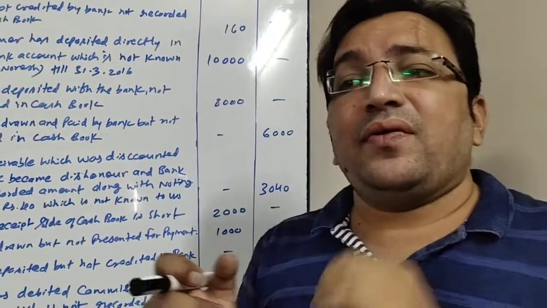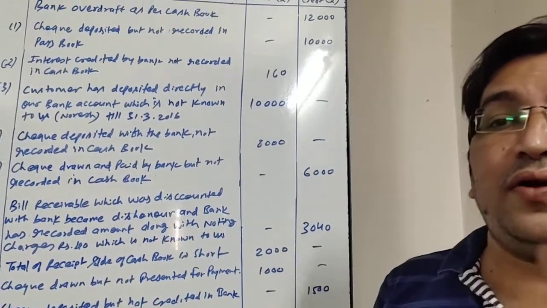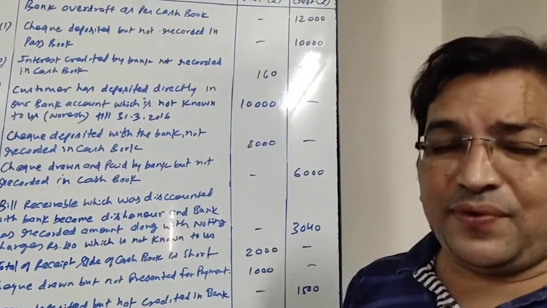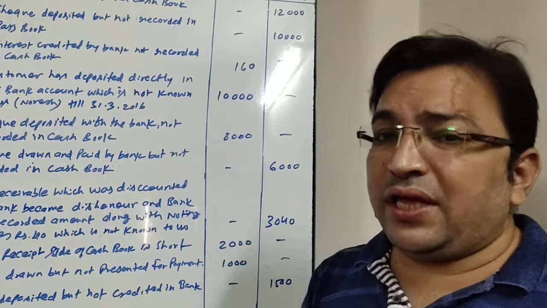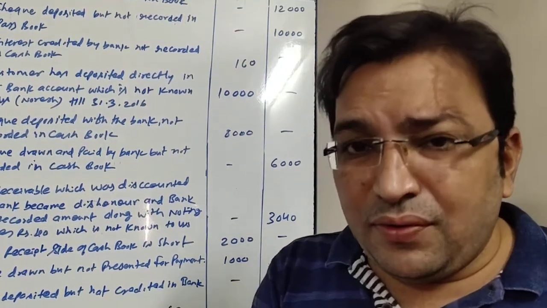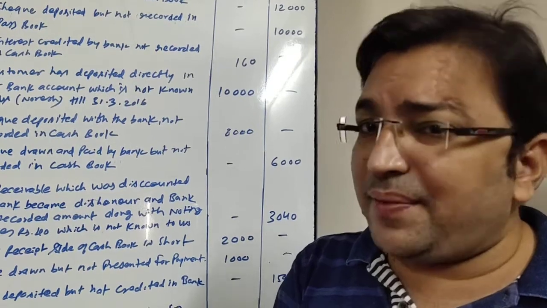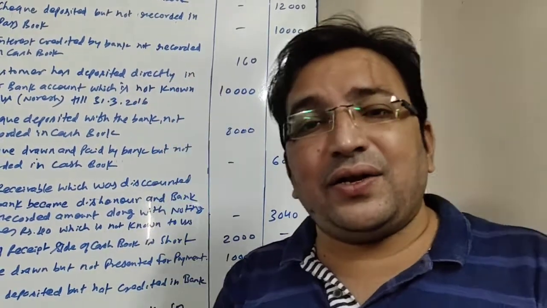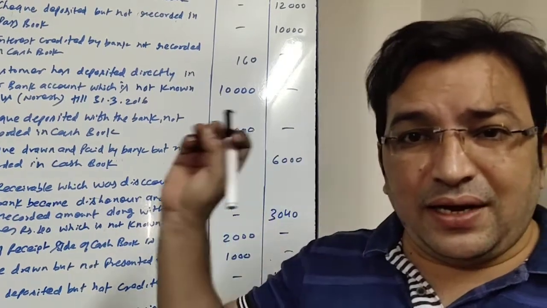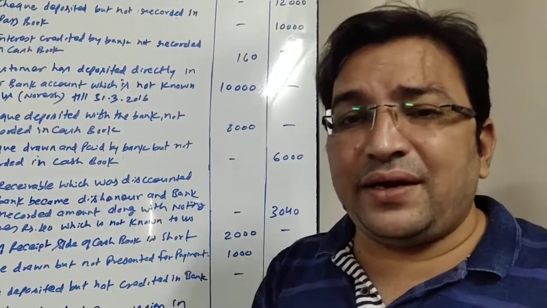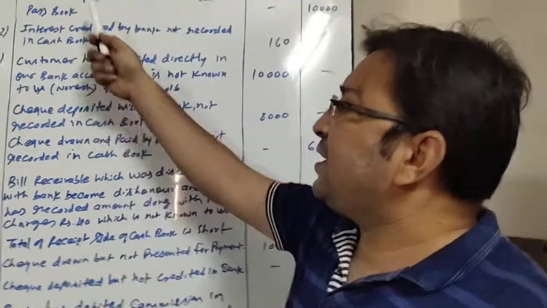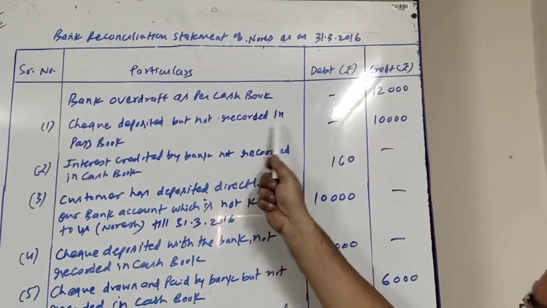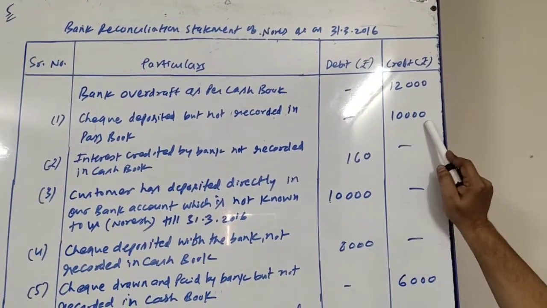Friends, check which was deposited in bank not recorded in passbook. So it is check deposited but not credited by bank. Now when we deposit a check, we debit it in cash book, means we write it at the debit side of cash book. Now the same will be credited in passbook. It has not been credited in passbook, so in our bank reconciliation statement we will be crediting the same. So here it is, check deposited but not recorded in passbook, at the credit side.